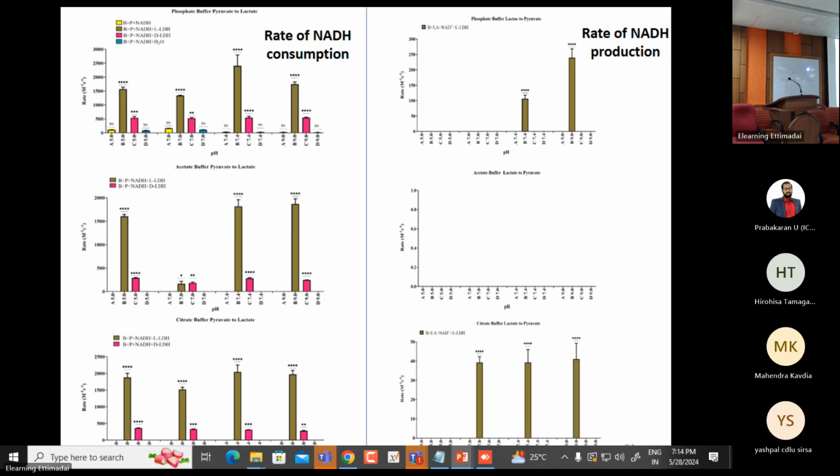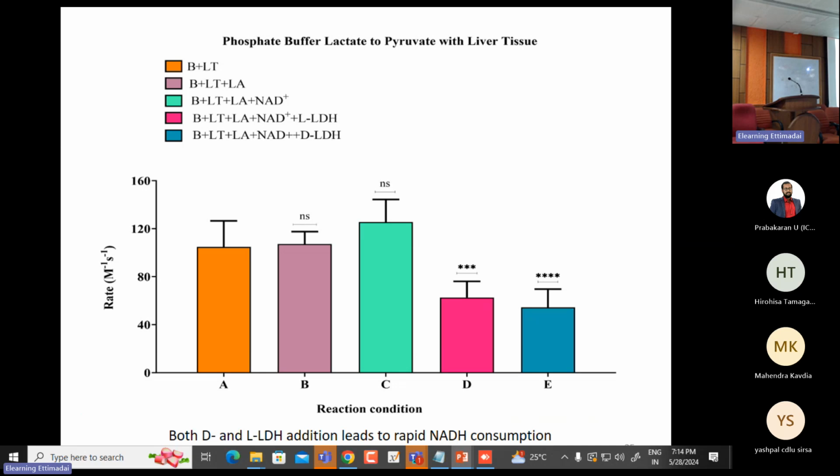So then liver tissue was taken, and in the liver tissue, you can see that there are different setups. You can see the colors. Both L and D LDH were added, but there is more consumption of NADH in tissue.